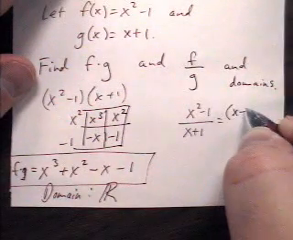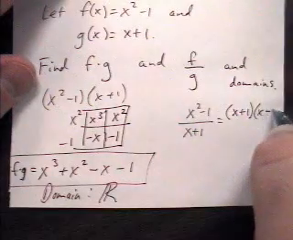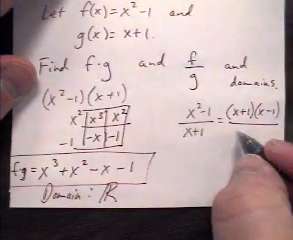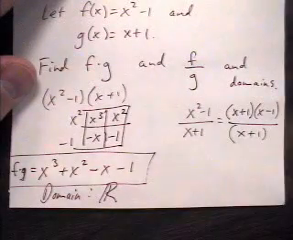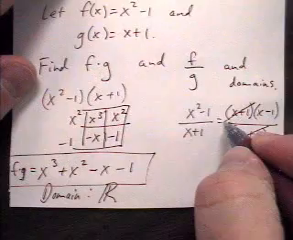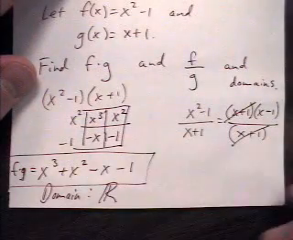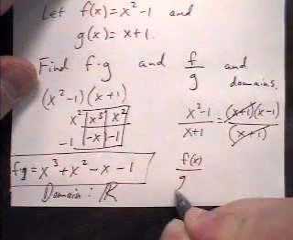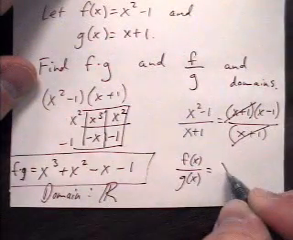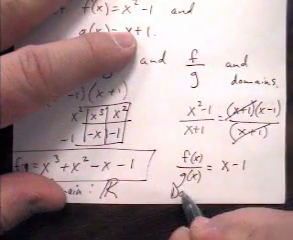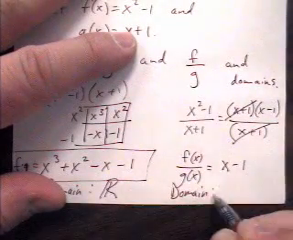Well, if I were you, I would factor the numerator. I see it's a difference of squares, so I'm going to factor it. I've got x plus 1 in the bottom. Are there any factors that cancel out? The answer is yes. There are two factors that cancel out. So f of x divided by g of x is equal to x minus 1. The question is, what about the domain?